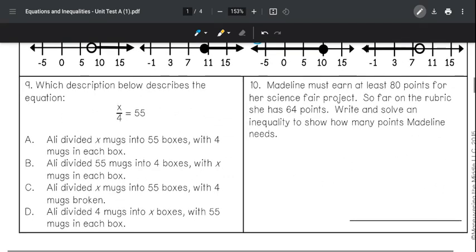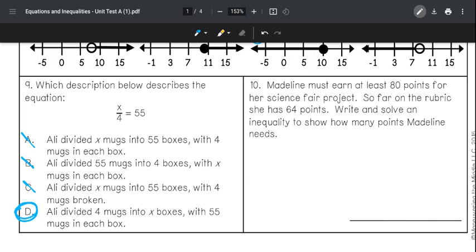Number 9, which description below describes the equation? X divided by 4 equals 55. Allie divided X mugs into 55 boxes with 4 mugs in each box. No. Allie divided 55 mugs into 4 boxes with X mugs in each box. No, doesn't make sense. Allie divided X mugs into 55 boxes with 4 broken mugs. No. Allie divided 4 mugs into a certain number of boxes, and there were 55 mugs in each box. That is the option that makes the most logical sense.